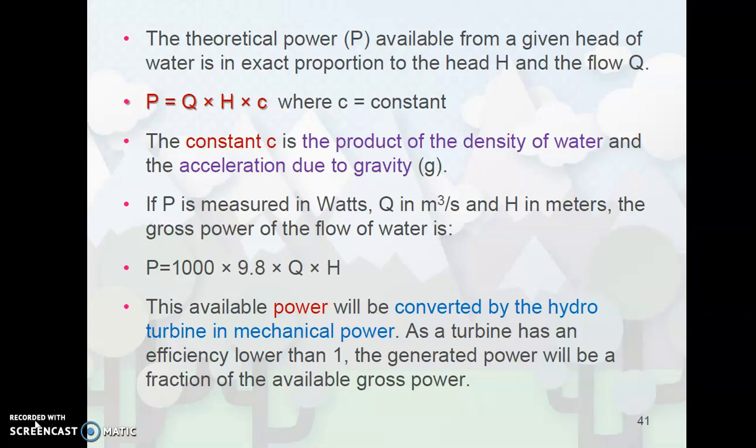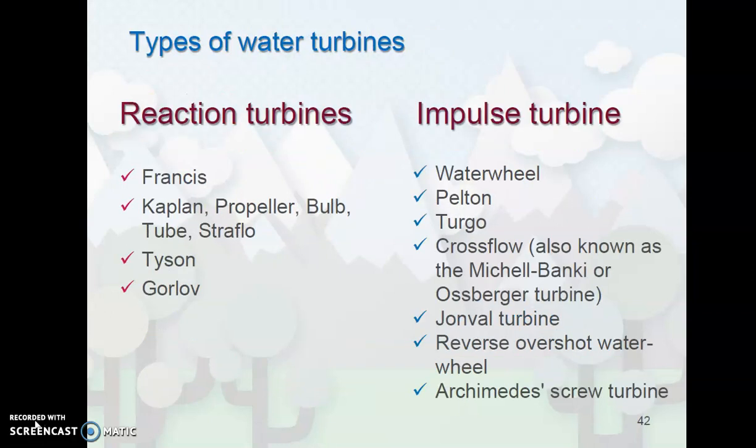This available power will be converted by the hydro turbine into mechanical power, but as a turbine has an efficiency lower than 1, it does not convert 100% of the power. The generated power will be a fraction of the available gross power.